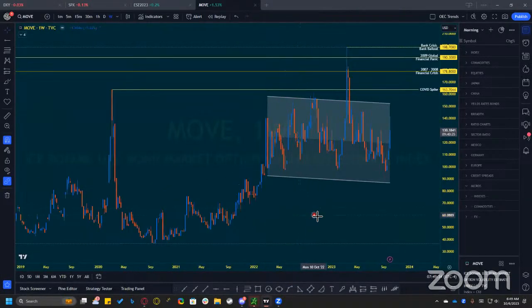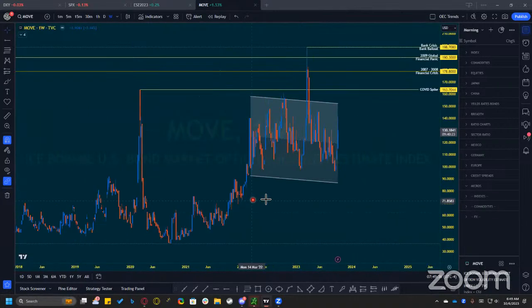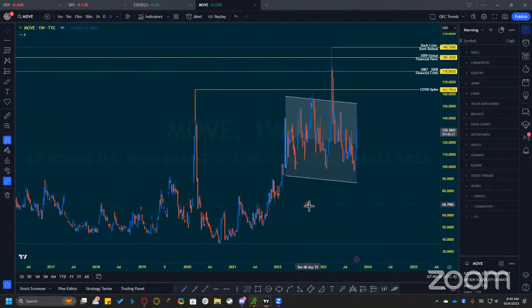This is the MOVE index. And really, just like you have the VIX, which is looking at the S&P 500, and you've got a VIX for the NASDAQ, VIX for the Russell, VIX for gold, for oil. Well, this is like a VIX for bonds, right? It's measuring the bond market volatility. Things are getting a little wild out there.